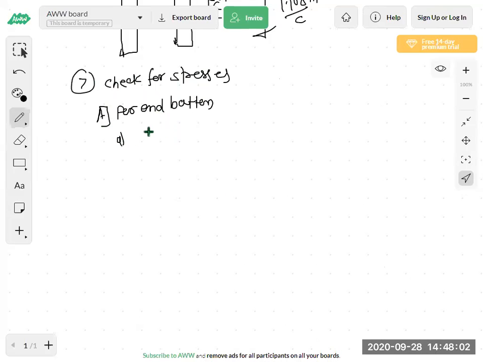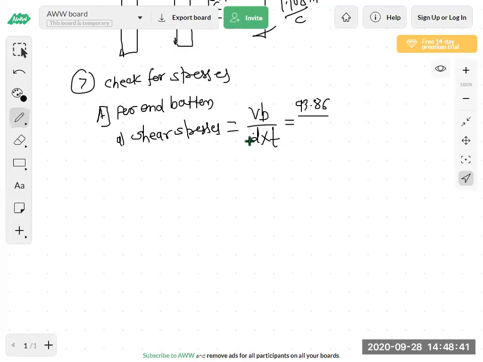So now small a, shear stresses. For shear stresses the formula is VB divided by D into T. For the end button we have to calculate shear stress. So VB, how much is VB? It is 93.86.